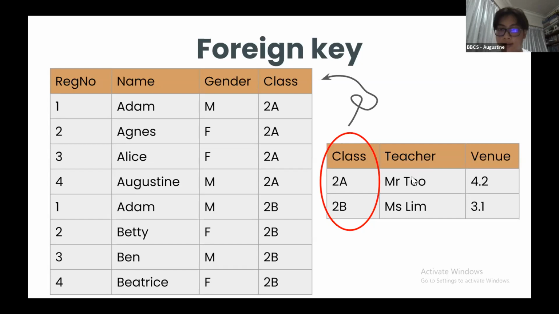So let's take our teacher, Mr. Teo, for example. He teaches class 2A. So if we use that as a foreign key and reference back to the main table, he would be the teacher for these 4 students in the class 2A. And for Miss Lim, she'll be the teacher for this class 2B.